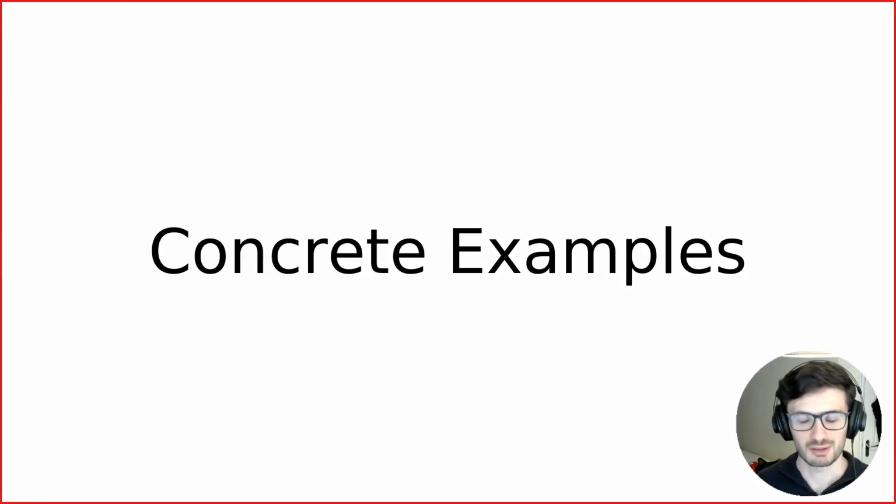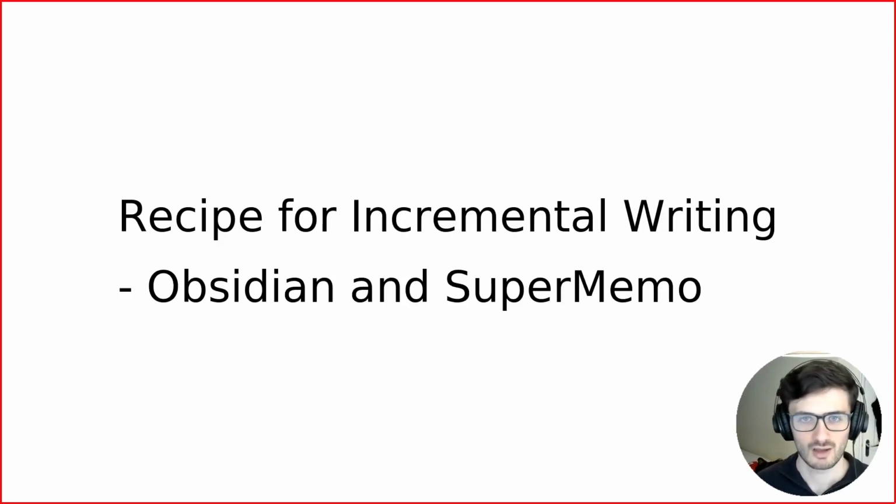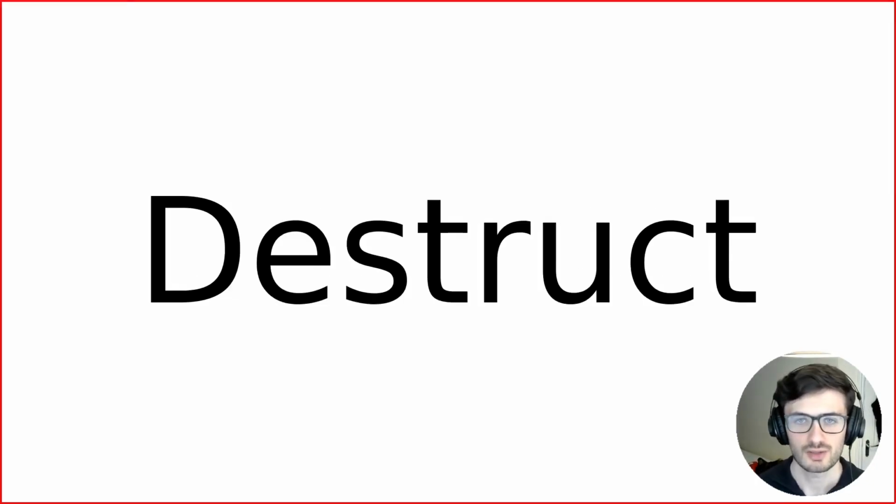So I'm going to stop talking about goblins now and give you some actual concrete examples of how incremental reading and incremental writing combine to form this cycle of destruction and creation that I mentioned earlier. I'm going to give you sort of a recipe for incremental writing with some examples in Obsidian and SuperMemo. So the first step in the recipe for incremental writing is going to be one of destruction. And this is going to include importing material, prioritizing it, and using incremental reading to split up articles and books into extracts and flashcards that you can review incrementally over time with spaced repetition.